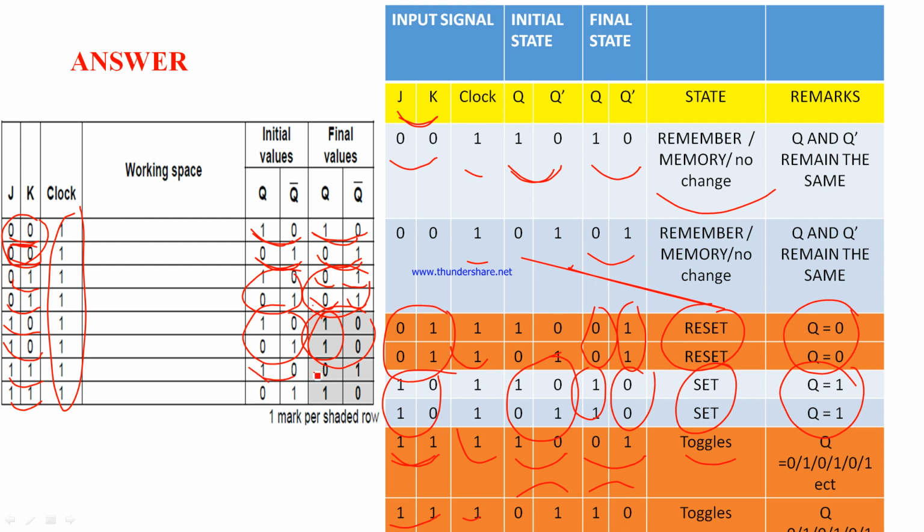0, 1 becomes 1, 0, and 1, 0 becomes 0, 1. So it's not difficult to work this out. You can do it. Things to remember: remember, reset, set, and toggle state.